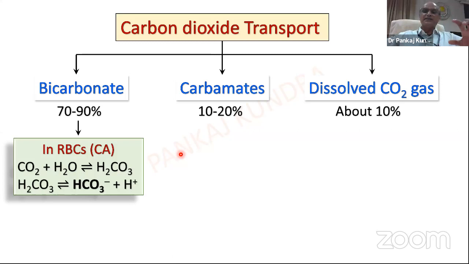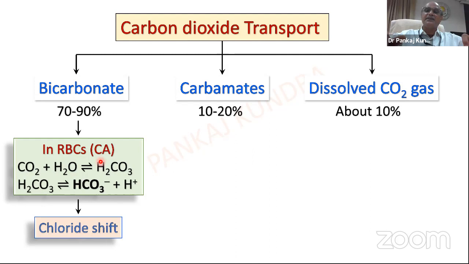Now what happens when this happens in the RBCs? Remember, this is in the red blood cells. So when more bicarbonate is formed, the RBCs push the bicarbonate out into the plasma in exchange for chlorides. So the chlorides come inside the RBCs and the bicarbonate is pushed into the plasma from the RBCs because there is excess of bicarbonate inside the RBCs. So this is defined as the chloride shift.